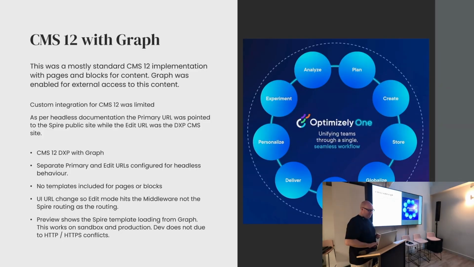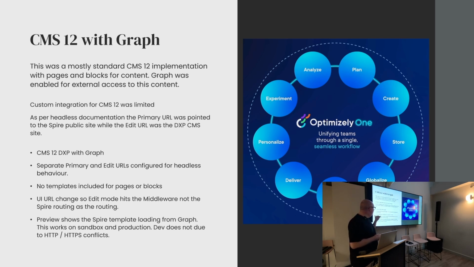So, the implementation. We decided to switch to Graph. The client had Find when it was originally provisioned, but we switched to Graph to get the REST functionality from Graph. We used the headless behavior for CMS 12, which is just pointing the primary URL to the actual Spire site and keeping the edit URL as the CMS URL. No templates are done on the CMS 12 side, like a normal headless site.